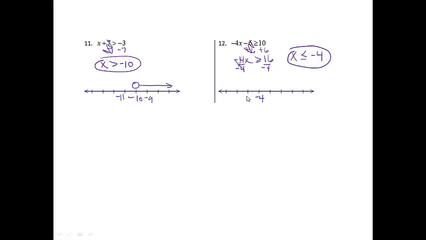We'll put negative 4 on my number line, negative 5 to the left, negative 3 to the right. We're going to have a closed circle this time because there is a line underneath, meaning that the expression can equal negative 4, and then less than is an arrow to the left.